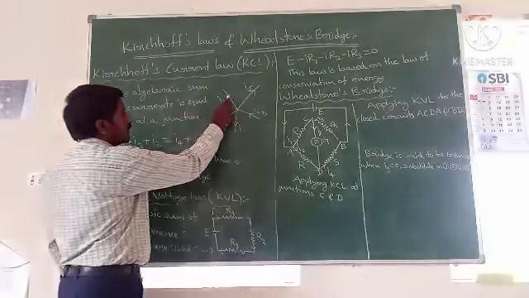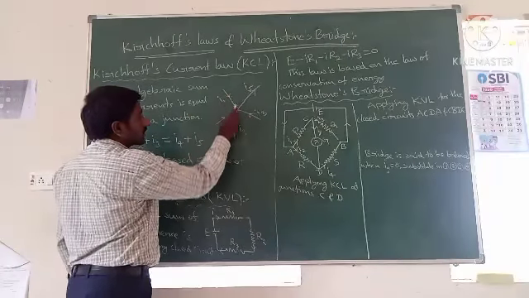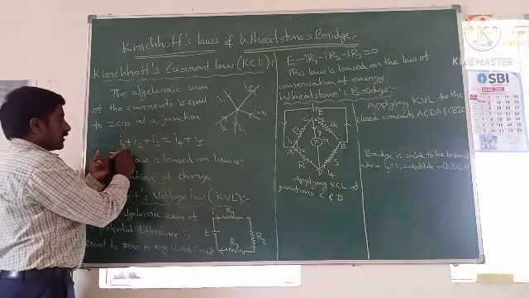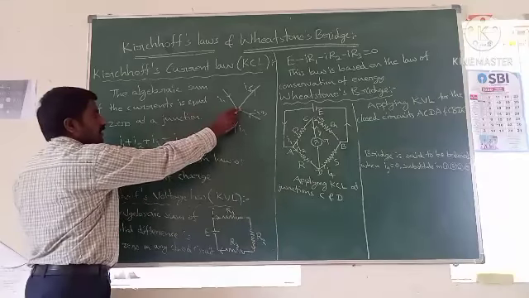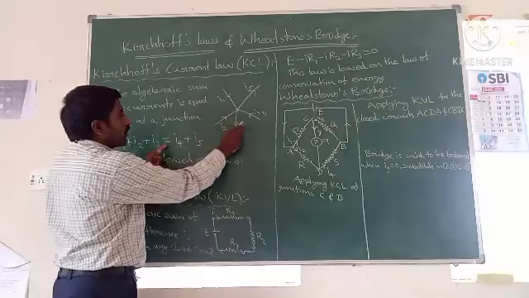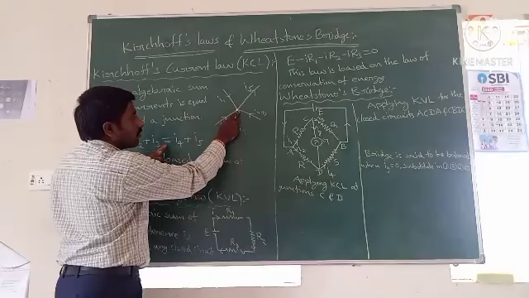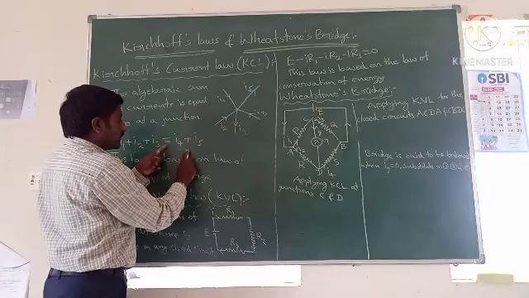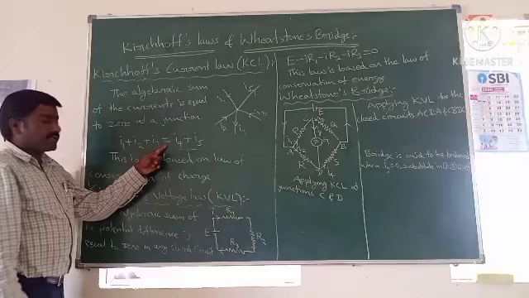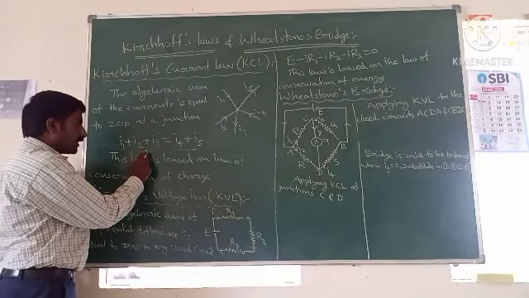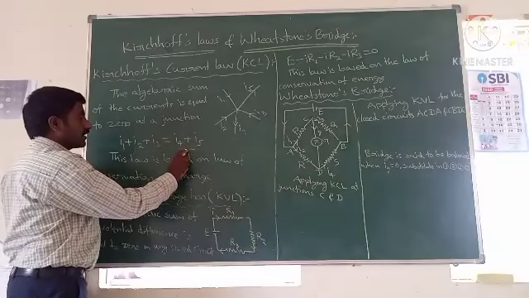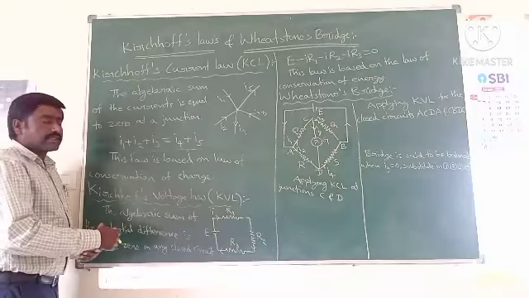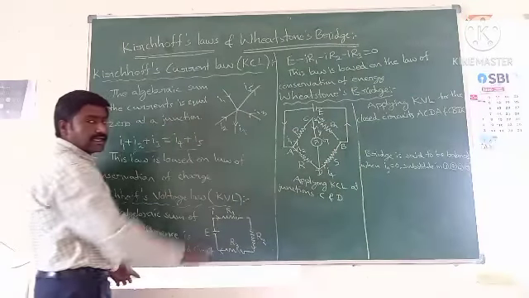Here I1, I2, I3 are entering the junction, so I1 plus I2 plus I3 is the sum of the currents entering the junction. This equals I4 plus I5, the two currents leaving the junction, which is the sum of the currents leaving the junction. So the sum of the currents entering the junction equals the sum of the currents leaving the junction. That means the algebraic sum of the currents is equal to 0 at the junction.